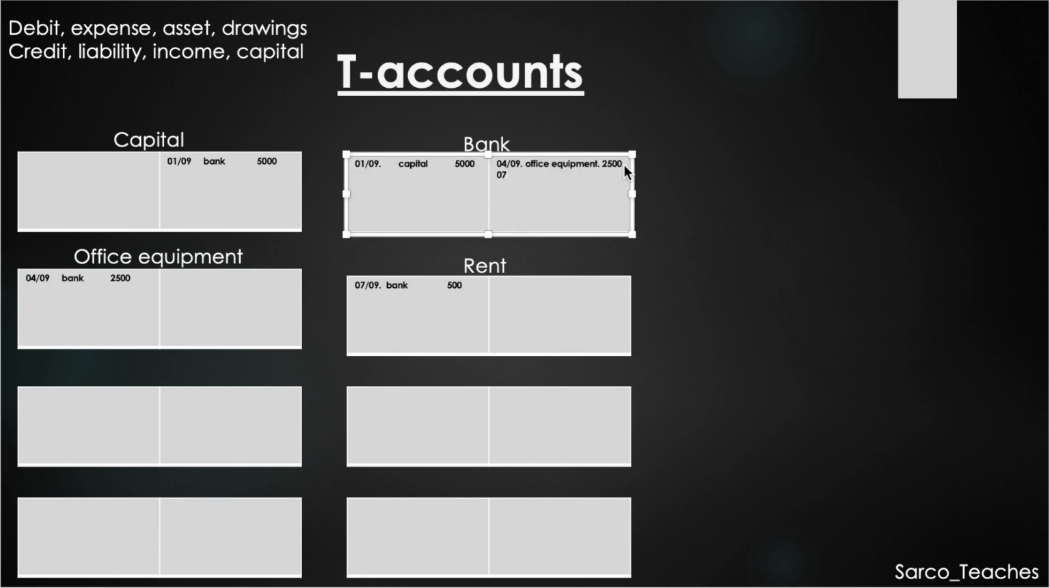So for the bank, we do the same thing. We write the date, the details, and the amount. However, we put it on the credit side. This is because we're paying rent, so bank is decreasing. And bank decreases on the credit side.